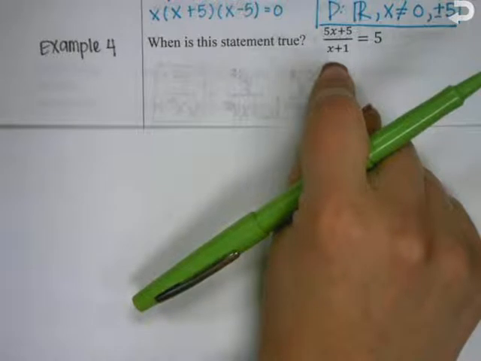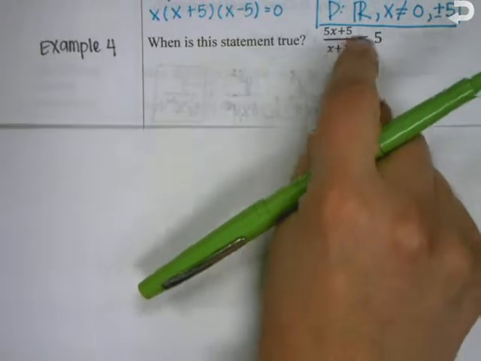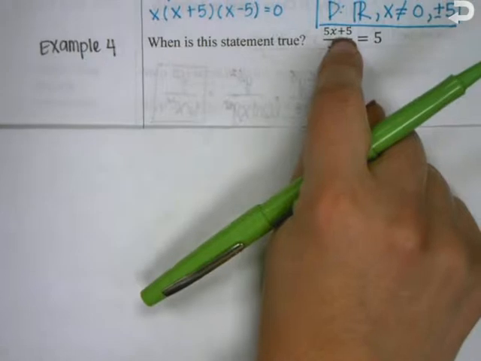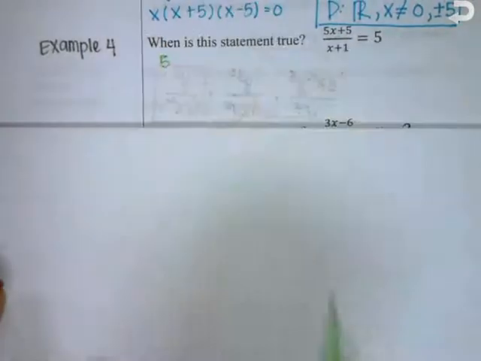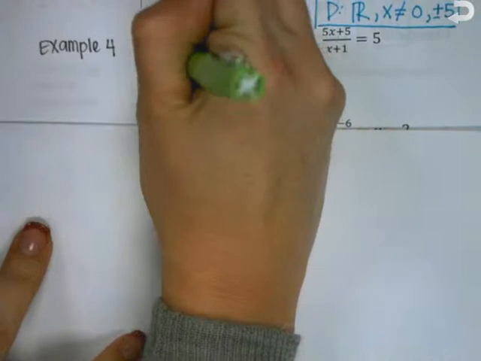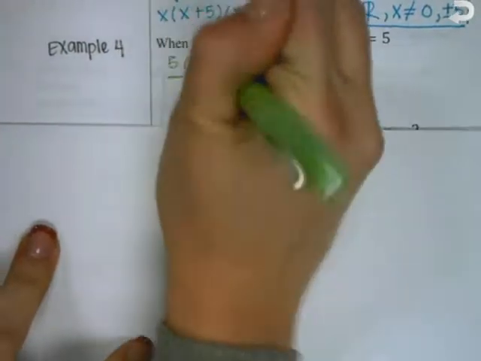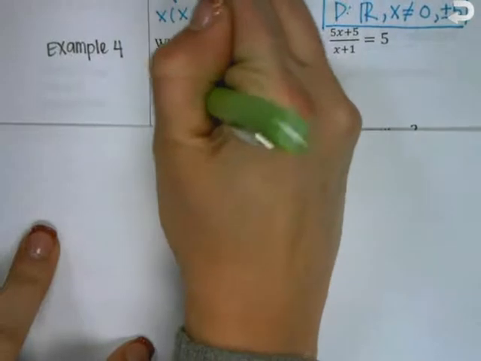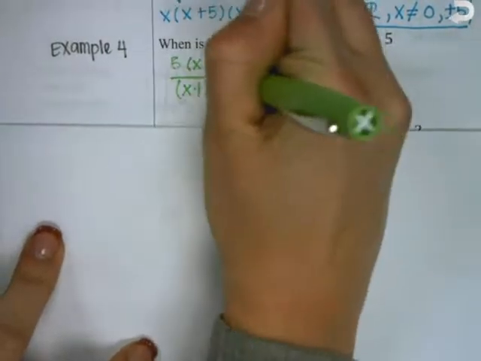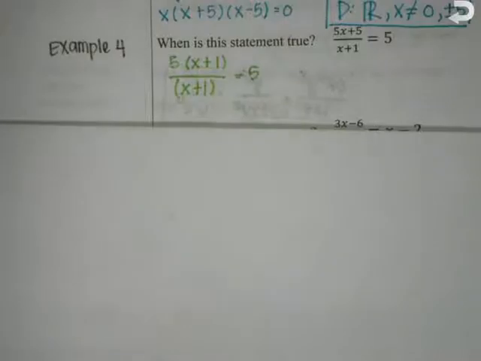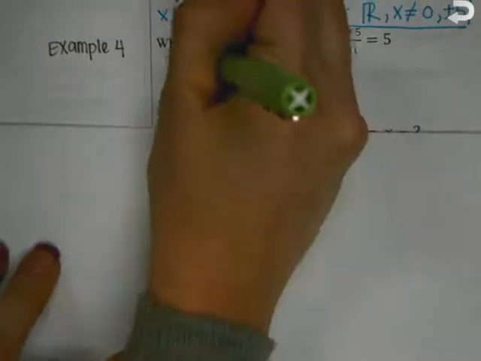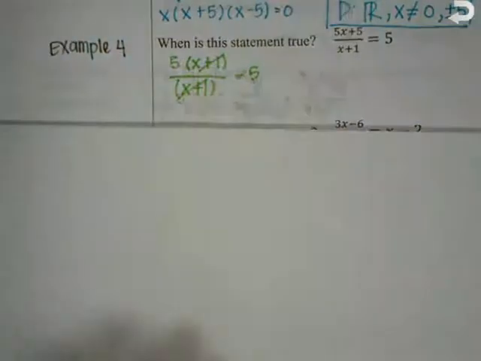We can take out a GCF from the numerator. What is it? 5. So let's pull out the 5. That's going to leave me with x plus 1 all over x plus 1 equals 5. Okay, now what? Now those cancel. And what would I be left with? 5 equals 5. Is that true?